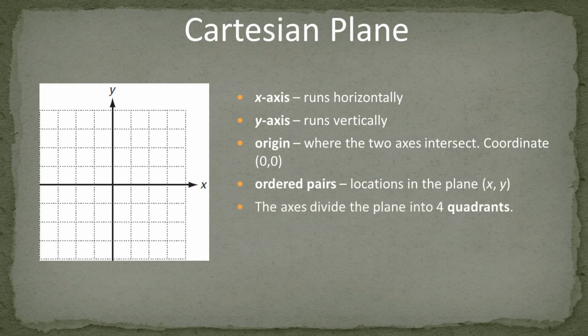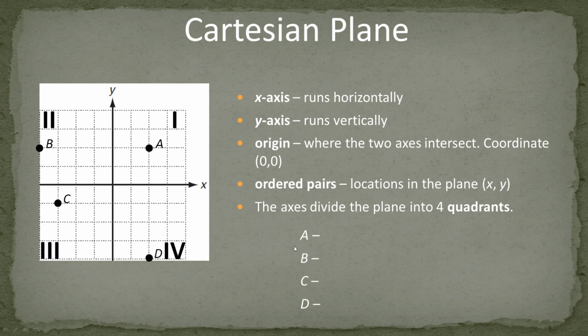The axes divide the plane into four quadrants, 1, 2, 3, and 4. Let's take a look. This is quadrant 1. Everything in quadrant 1 is positive, so both x and y are positive in the first quadrant. This is the second quadrant where the x is negative and the y is positive. This is the third quadrant where everything's negative. Both the x-coordinates and the y-coordinates are negative. And this is the fourth quadrant where the x-coordinate is positive and the y-coordinate is negative.